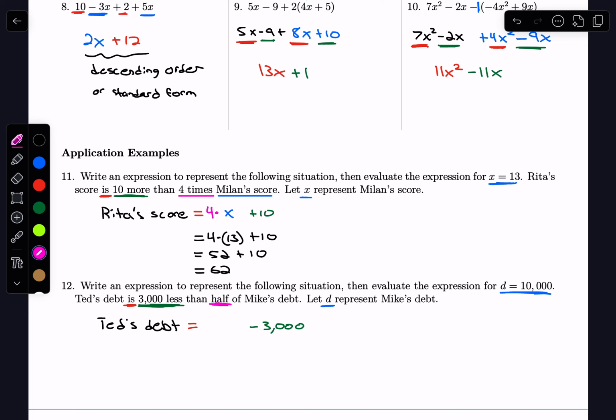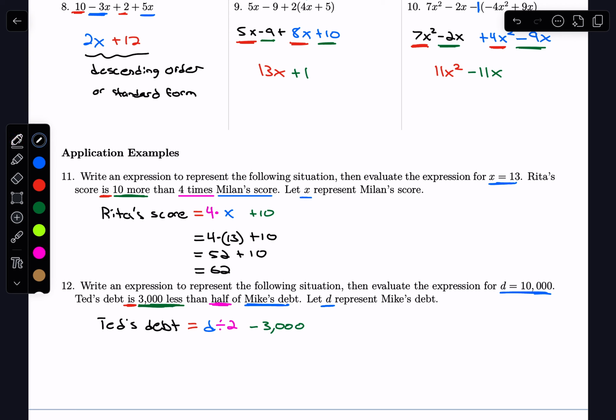Okay, so how do we represent half? If 4 times Milan's score was 4 multiplied by x, half of Mike's debt means to divide Mike's debt by 2. So Mike's debt, it says, is D. So we're going to put the letter D, and then we're going to divide it by 2. Half means to divide by 2. We haven't had a lesson on fractions yet. You could also write 1/2 D, or you could write D over 2, and those all mean the same thing. But for right now, I'm just going to write the division symbol.